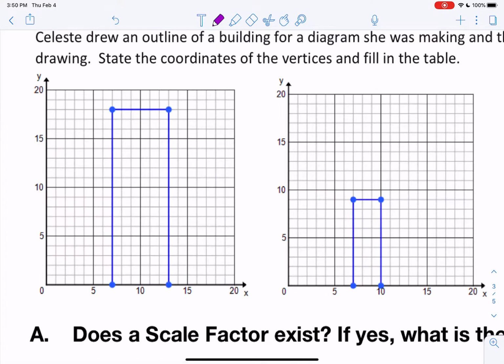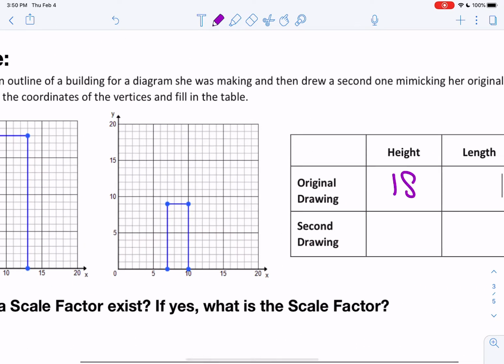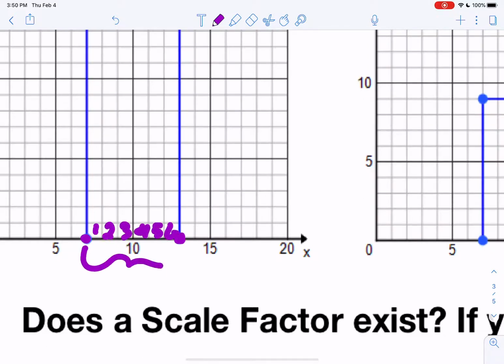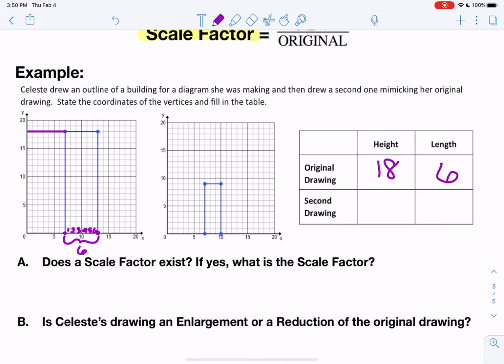So in order to see how tall it is, we have to count how many boxes are this height. So that's 2 away from 20, so that would be 18. Or you could just count the boxes, you'll get 18 again. The length, or the width, is from this point to this point. So if I counted the boxes, it would be 1, 2, 3, 4, 5, 6. So from here to here, it's 6. Okay, so the length is 6.